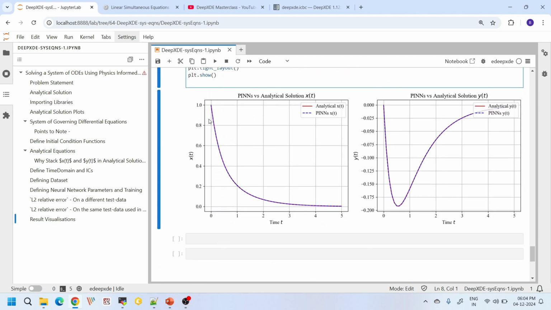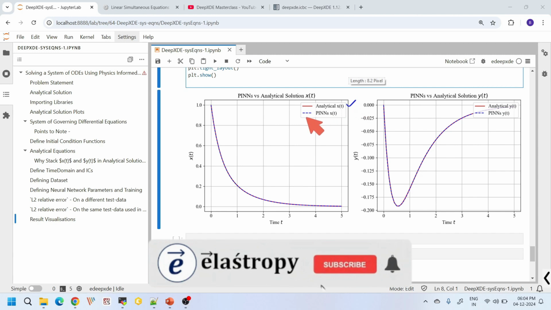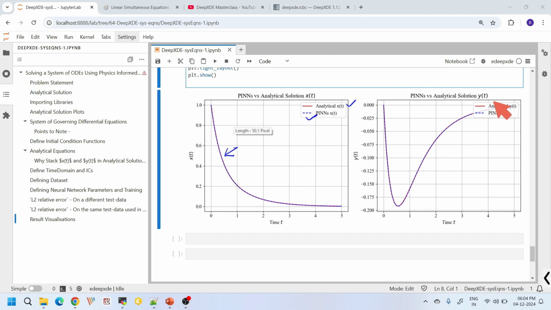If you look here, our analytical solution and PINN solution are exactly matching, and similarly in y(t) also our analytical solution and PINN solution are exactly matching. So overall we have got good convergence, and our training is good.